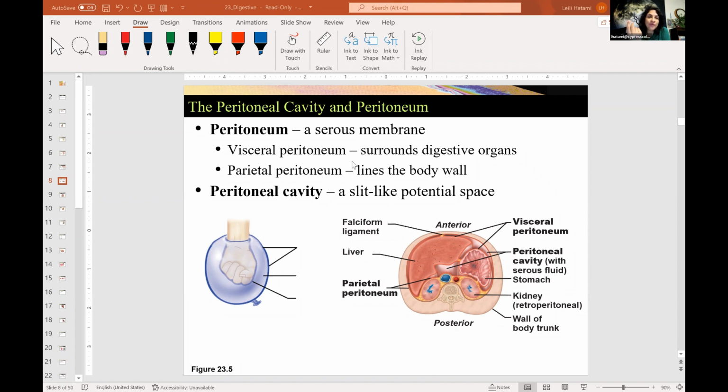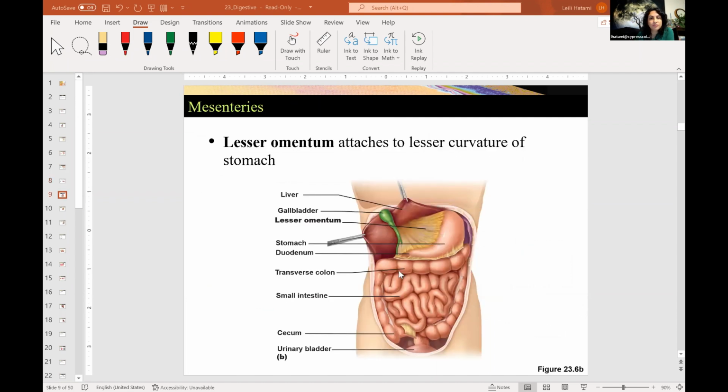Like other serous membranes, the peritoneum has two layers, visceral peritoneum and parietal peritoneum. The visceral peritoneum covers the digestive organs directly, and the parietal peritoneum lines the abdominal wall. Between these two layers there is a potential space, which we call the peritoneal cavity. The folding of the peritoneum can make another structure, the lesser omentum.